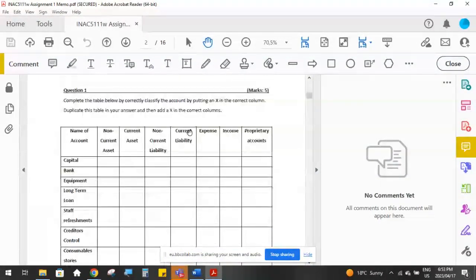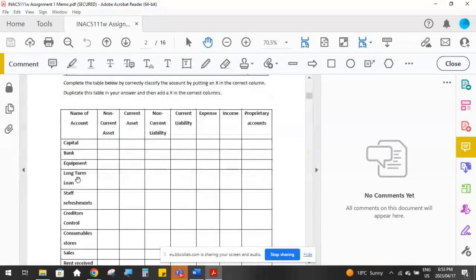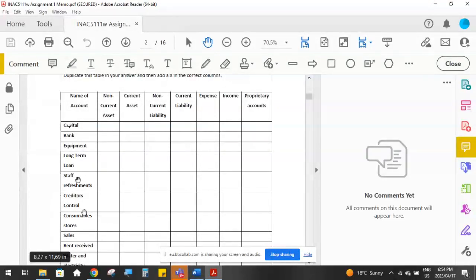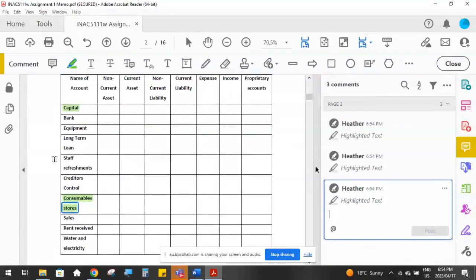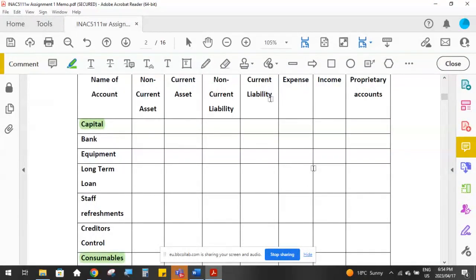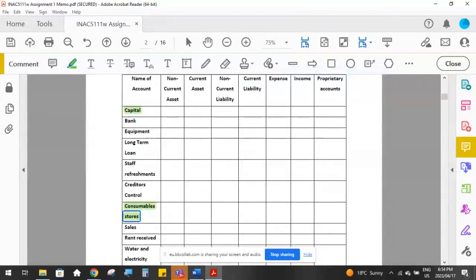So just quickly going to zap through these so you remember what the questions were. Remember, question 1 was the 5 marks. This was the table where you had to identify each of these types of accounts, and you had to put them in the appropriate column. The question that most students got wrong was this first one over here, capital. That was the most common mistake, and consumable stores. Just about everything else was correct. Those were the 2 most common errors.